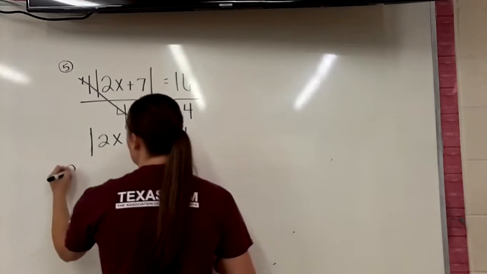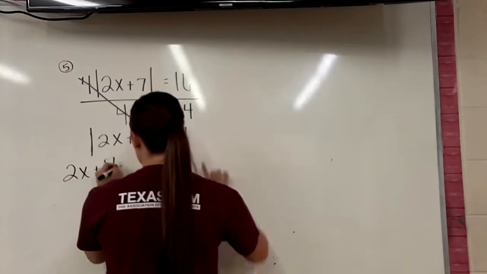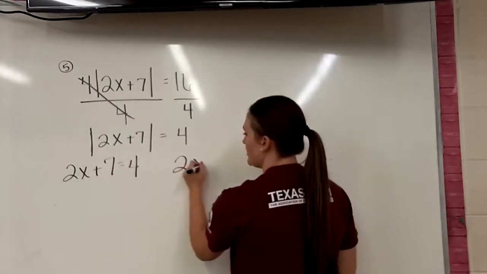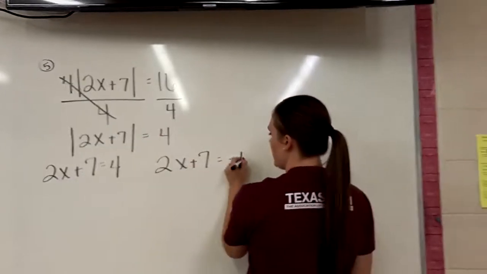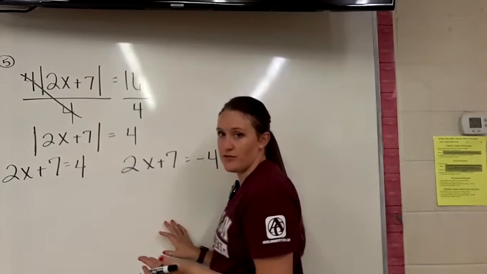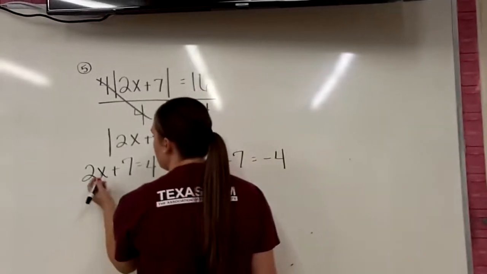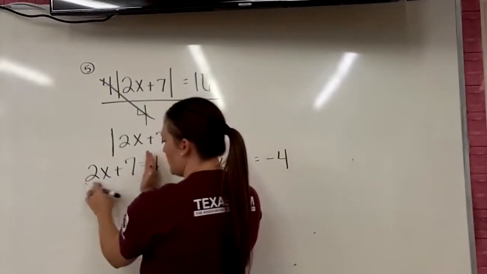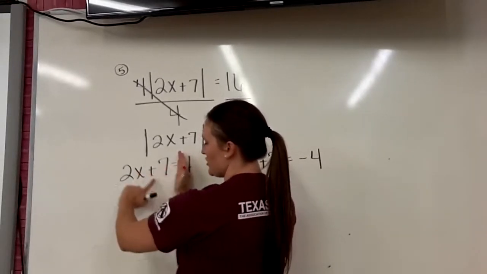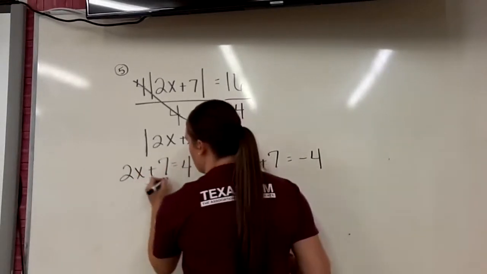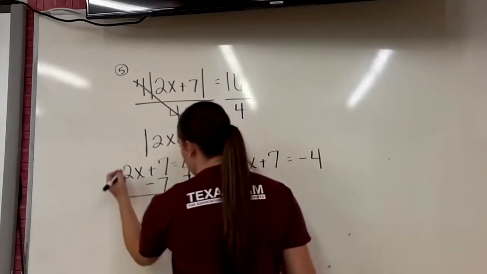So I have 2x plus 7 equals 4. Then I also have 2x plus 7 equals, and when I multiply this whole side by negative 1, I get negative 4. So now we solve for x. So over here, I have a 2 and a 7 I need to get rid of to solve for x. You get rid of the one that's being added or subtracted by itself first. So I subtract 7 from both sides.